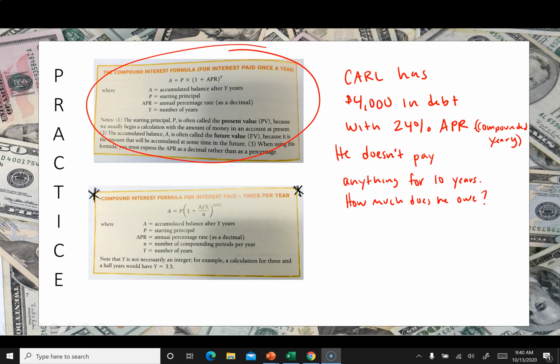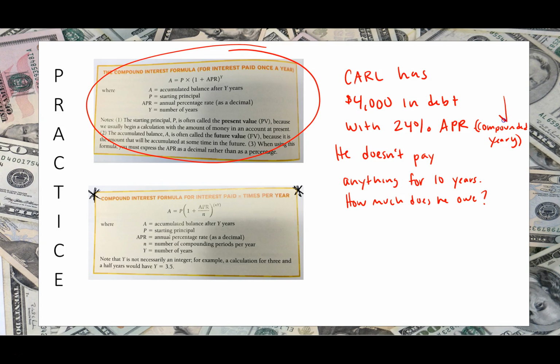So here's our new problem. Carl has $4,000 in debt with a credit card company, and that has 24% APR, or compounded yearly. He doesn't pay anything for 10 years. How much does he owe on his credit card bill? As soon as you see APR compounded yearly, you know that that formula is going to be this one, the one for paying once a year. So the amount that he owes is going to be his principal, which is $4,000, 1 plus his APR of 0.24, and then for 10 years.